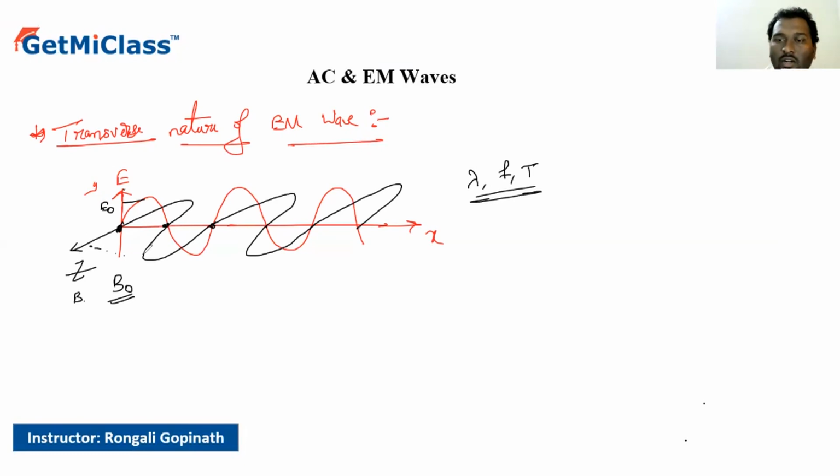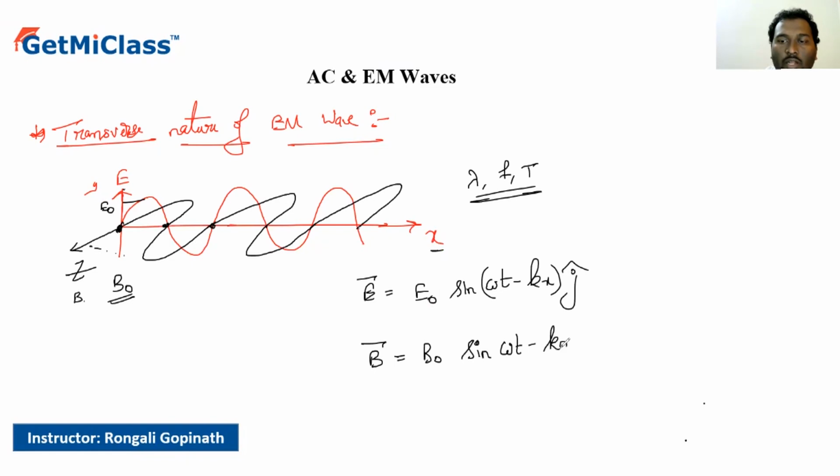Before that, let's write down a simple equation, or the wave equation, for electric field. Let's say electric field is oscillating along y-axis, but the propagation is along x-axis. So E bar is given by E naught into sine of omega t minus kx, whereas B bar is given by B naught into sine of omega t minus kx. Here, B bar is oscillating along z-axis, so we will write it as k cap.